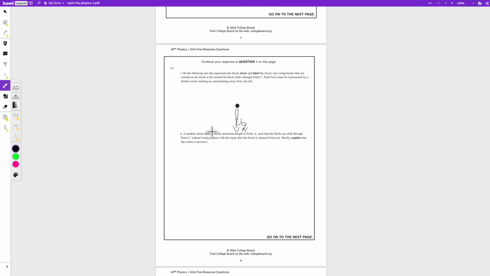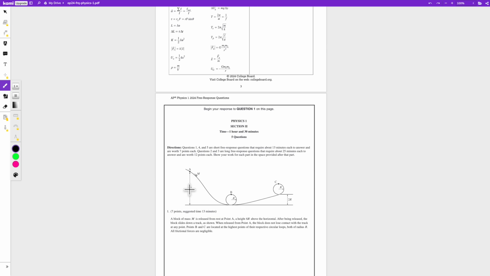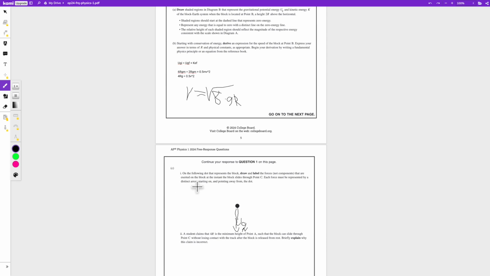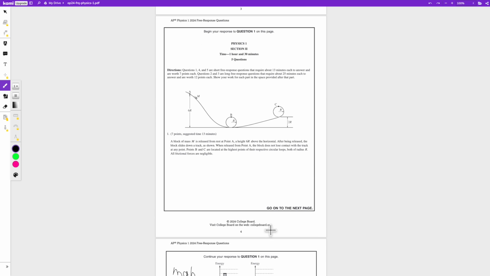Next up, a student claims that 4r is the minimum height of point A, so the block can slide through point C without losing contact with the track. I don't know why it covered there, but it's saying briefly explain why this is incorrect. So let's see, the student is saying that if this was 4r, so it's not 6r, it's going to be 4r, then it can slide through point C without losing contact. Well, point C we can see, because this is going to be 2r, and then this is r. Point C is 4r above the ground.